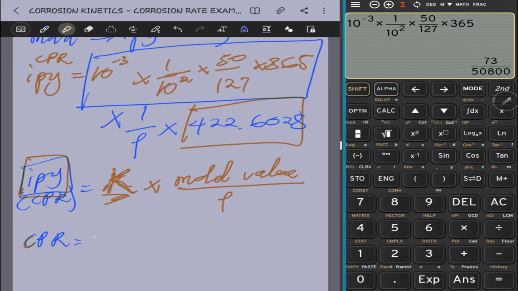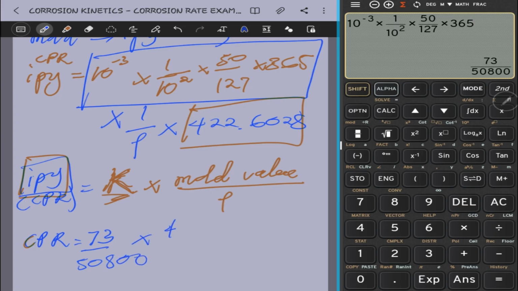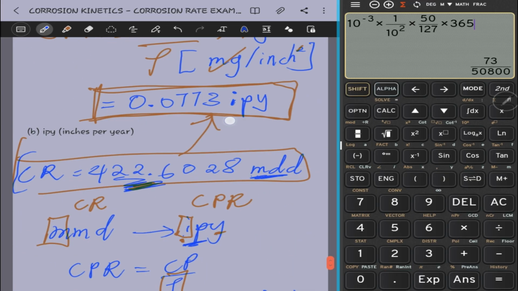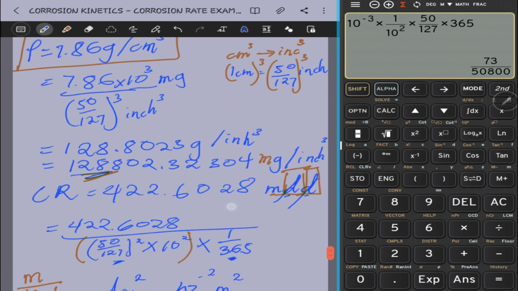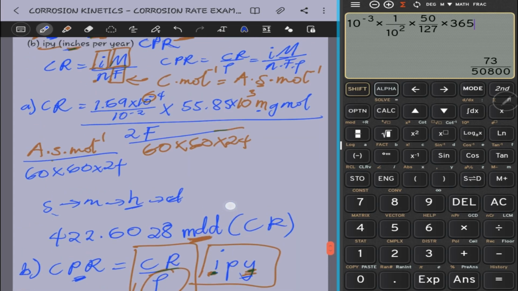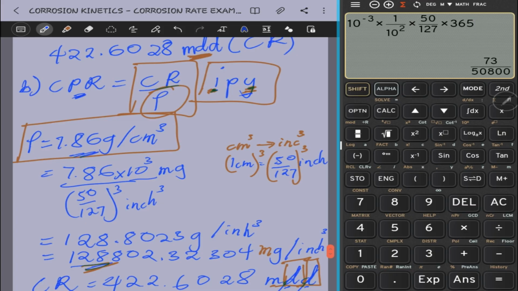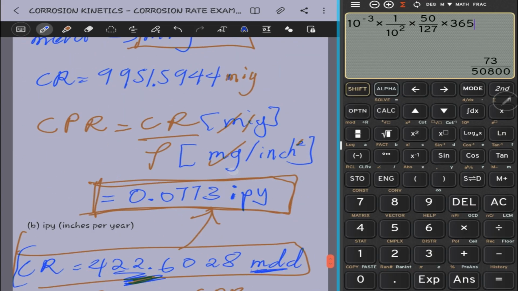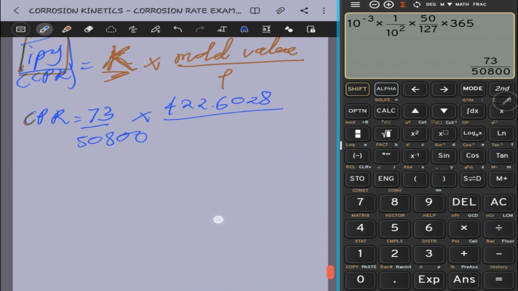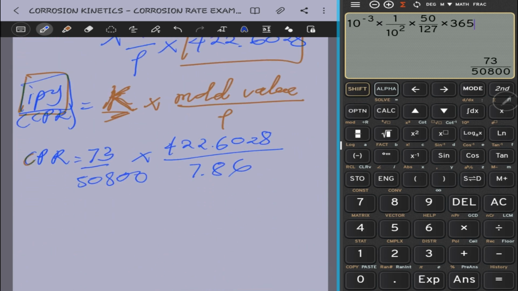Let me just write it. That's 7350800, and then we have the MDD value, which is 422.6028, and the density value. It was for steel, and the value is 7.86. So bring that here, and we have 7.86. So this is all we need to do to get a final answer.